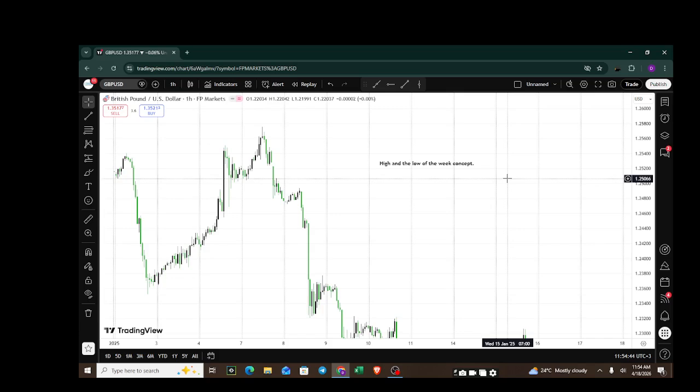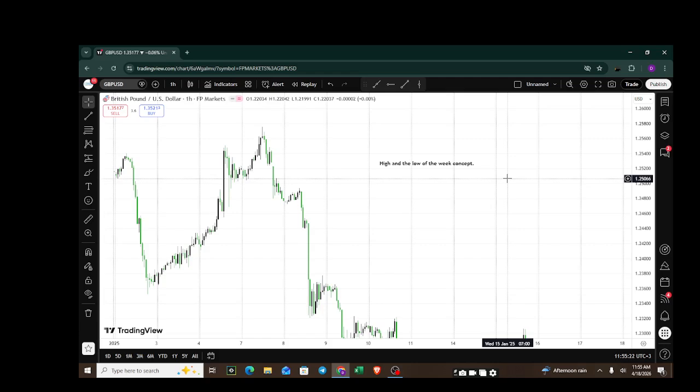Now, we begin by understanding what is the high and the low of the week. So the high and the low of the week simply means that each and every week, for the 52 weeks we have in a year, price is going to form what we call a high or a low. So when price forms a high, we are likely going to sell. So if it forms a high of the week, we are going to sell. And if it forms a low of the week, we are going to buy for that week.